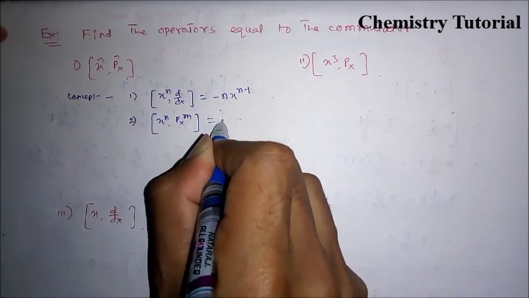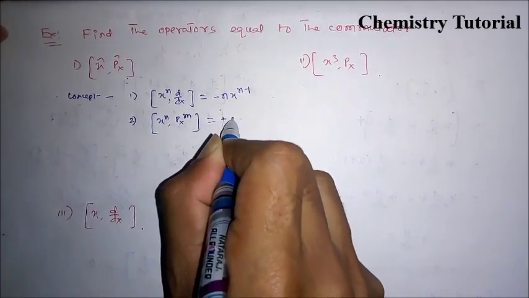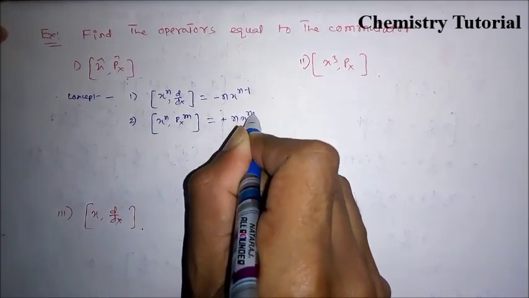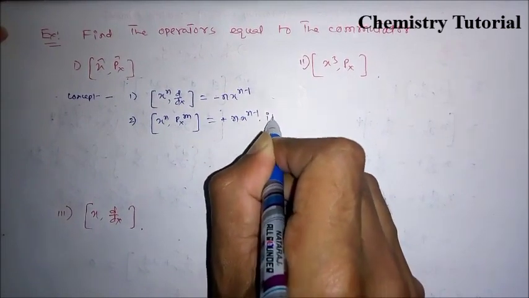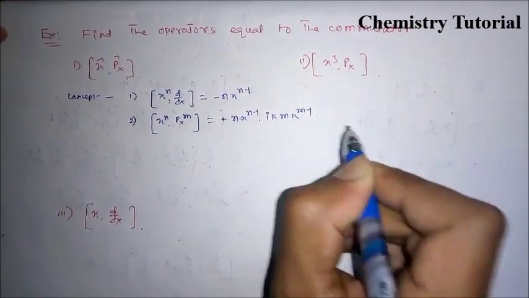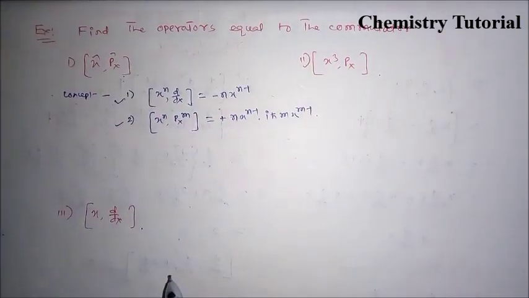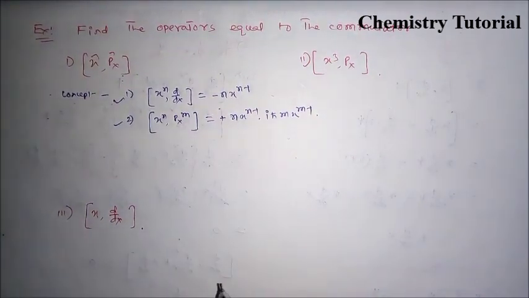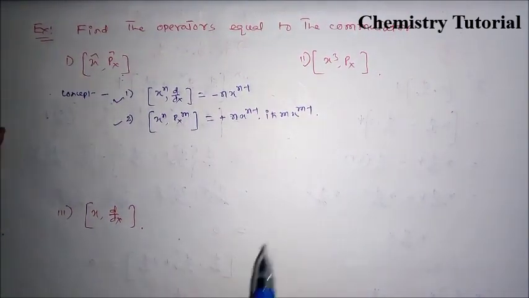This commutator is equal to minus plus n x to the power n minus 1 I h cross m x to the power m minus 1. These two results you should remember to solve this. Then you can easily solve these two problems.